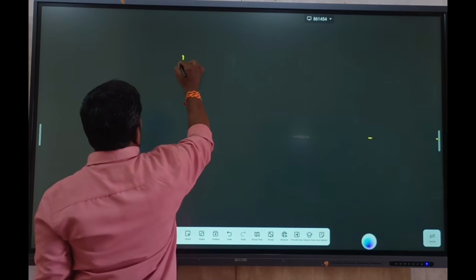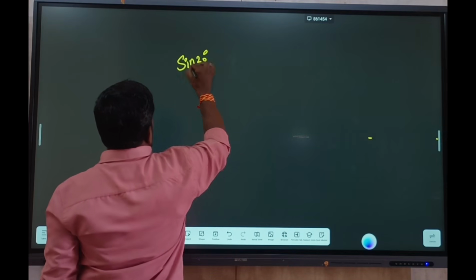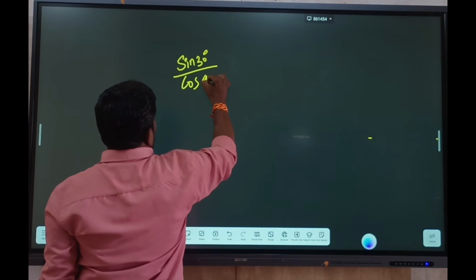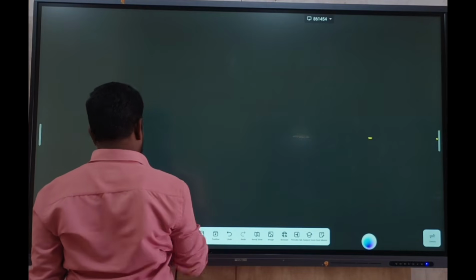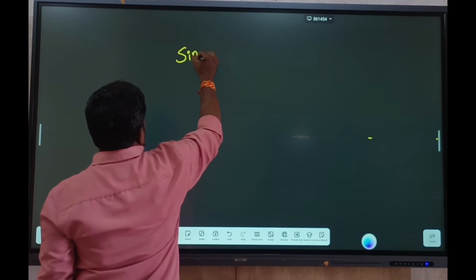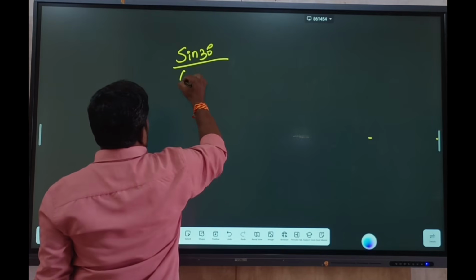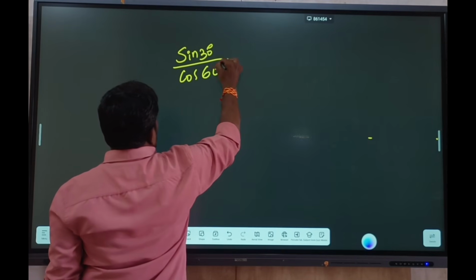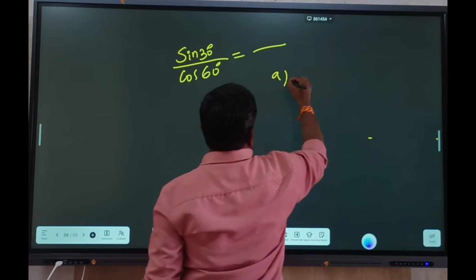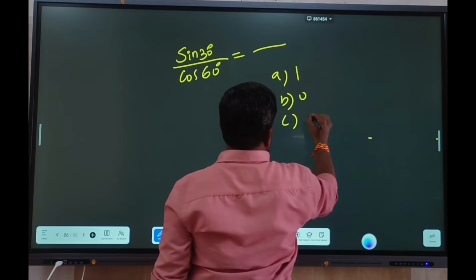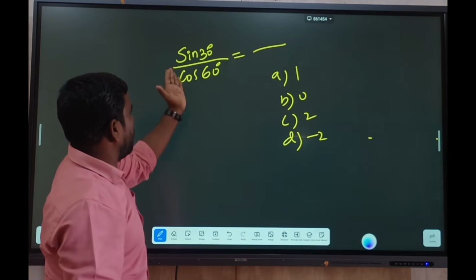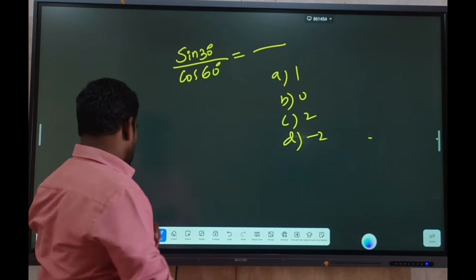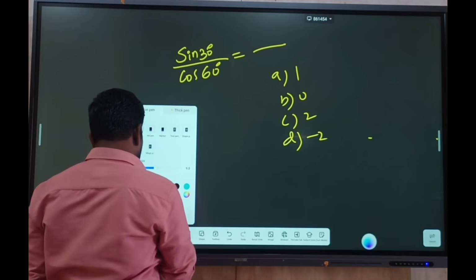Sometimes the question asks sin 30 degrees by cos 60 degrees. You are asked this question in the exam. Sin 30 degrees by cos 60 degrees, the options are A 1, B 0, C 2, D minus 2. This type of question is given. Sin 30 degrees by cos 60 degrees is how much here? So simple, directly.